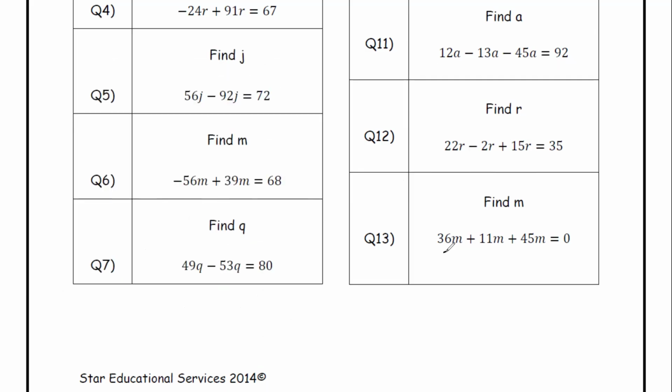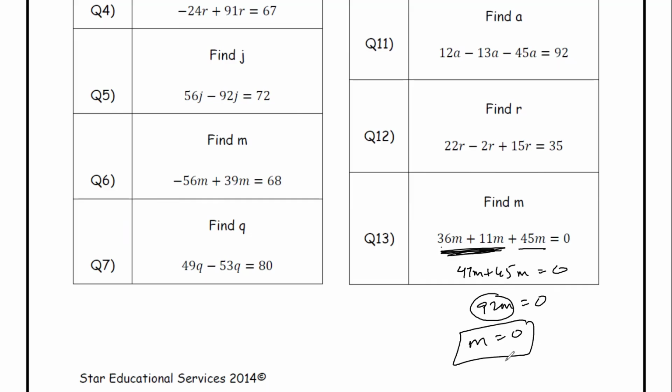Okay, 13th question. They're all positive equal to 0, so you know m is 0, but we'll just solve it anyway. 47m plus 45m is equal to 0. So that's 92m is equal to 0. Now, what value of m multiplied with 92 gives you 0? When m is 0. Got it?